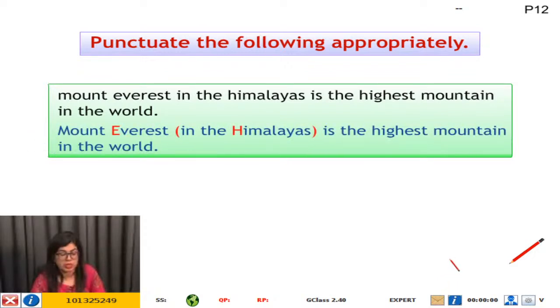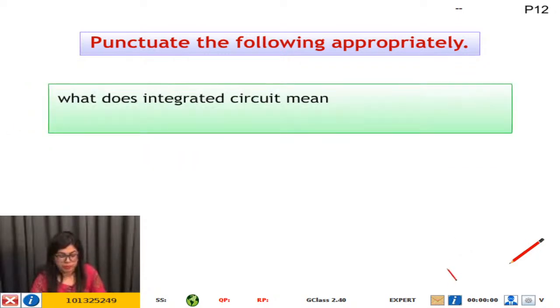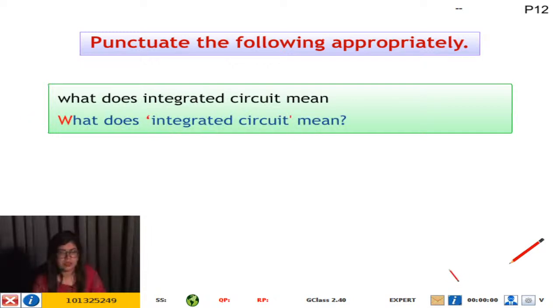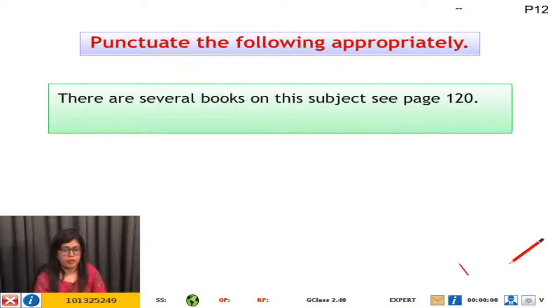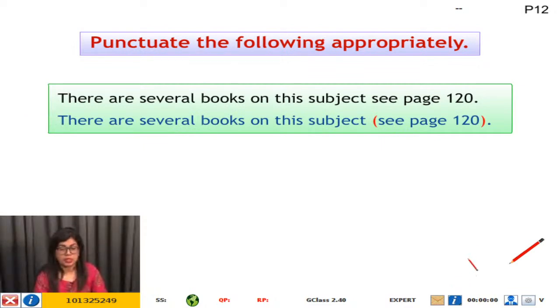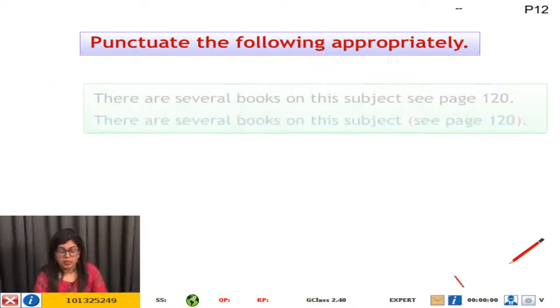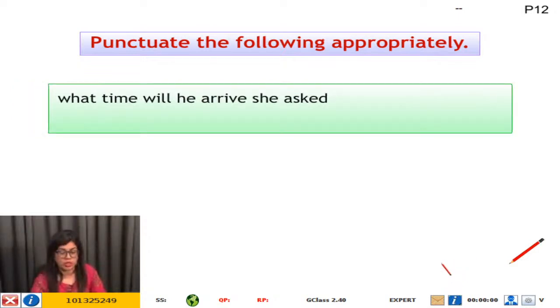Mount Everest in the Himalayas is the highest mountain in the world. So here M will be capital, E will be capital. In the Himalayas, in brackets, is the highest mountain in the world. What does integrated circuit mean? So here W capital, what does, we use single inverted commas, integrated circuit mean. There are several books on this subject. See page 120. There are several books on this subject, see page 120, within bracket. What time will he arrive? She asked. What time will he arrive? Question mark. So this will be under inverted commas, under quotation marks. She asked.